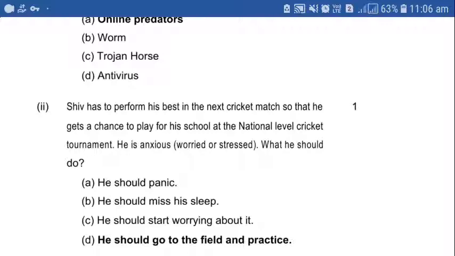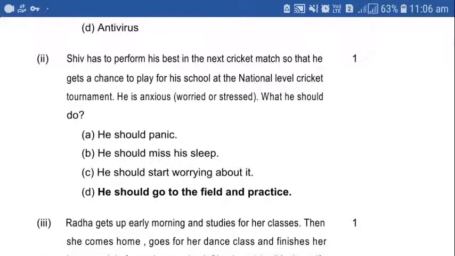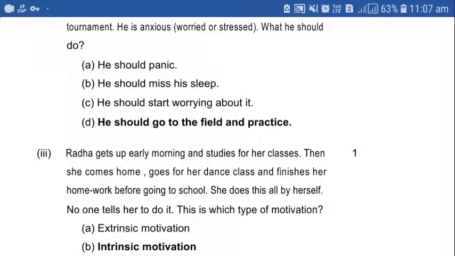Students, the second question is: Shiva has to perform his best in the next cricket match so that he gets a chance to play for his school at the national level cricket tournament. He is anxious, worried or stressed. What should he do? Options are: he should panic, he should miss his sleep, he should start worrying about it, or he should go to the field and practice. The correct answer, you already know, is option 4, D.